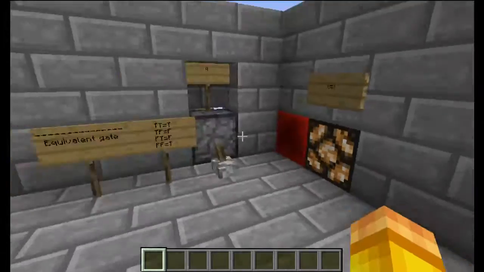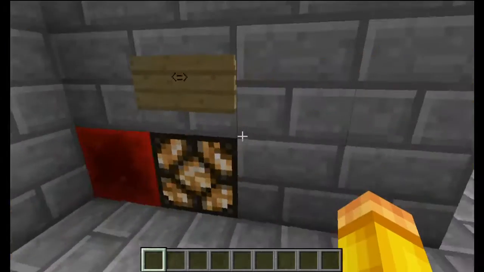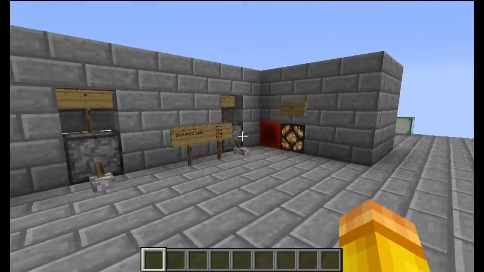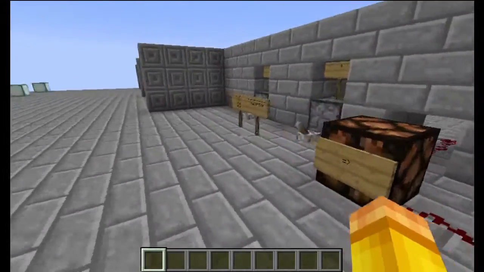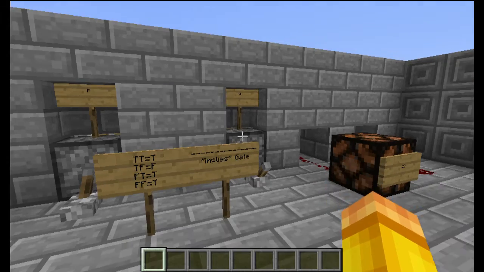Obviously, I was using pistons for this, and like I said in the beginning, there's better ways to do this that you can actually include in redstone builds if you want to use a gate. This next one, or this last one, I'm telling you I'm saving the best for last, is an implies gate.